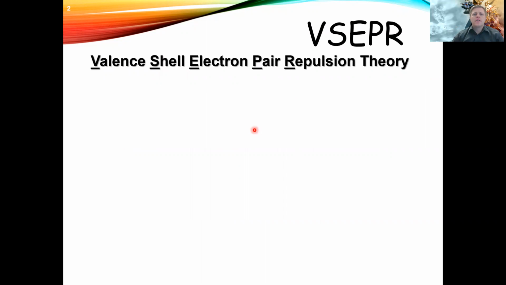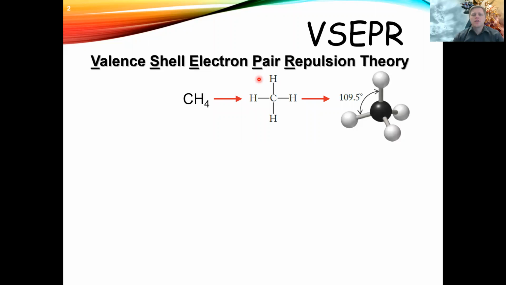So what we're going to do with VSEPR is learn how to go from a chemical formula to a Lewis structure to a three-dimensional molecular geometry here. And this actually isn't super complicated. The first step that we're going to do is just draw our Lewis structure like we've done here.